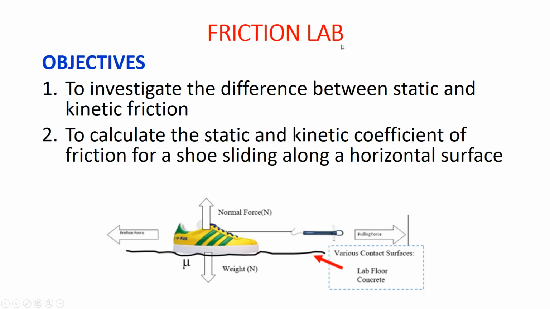The friction lab. The objectives of this lab are two. The first one is to investigate the difference between static and kinetic friction. And the second one is to calculate the static and kinetic coefficient of friction for a shoe sliding along a horizontal surface.